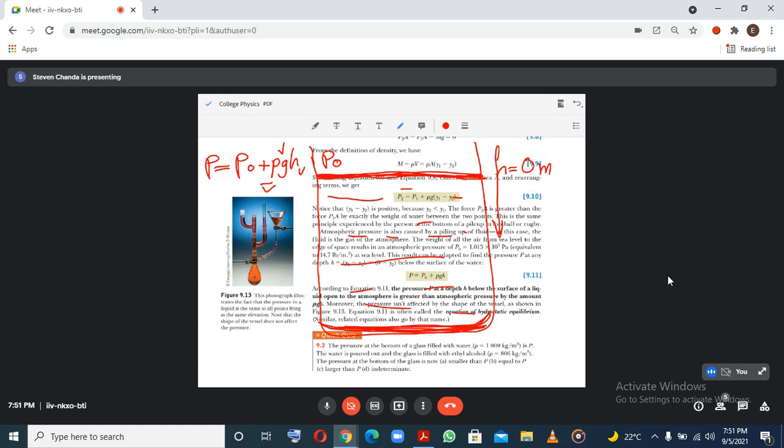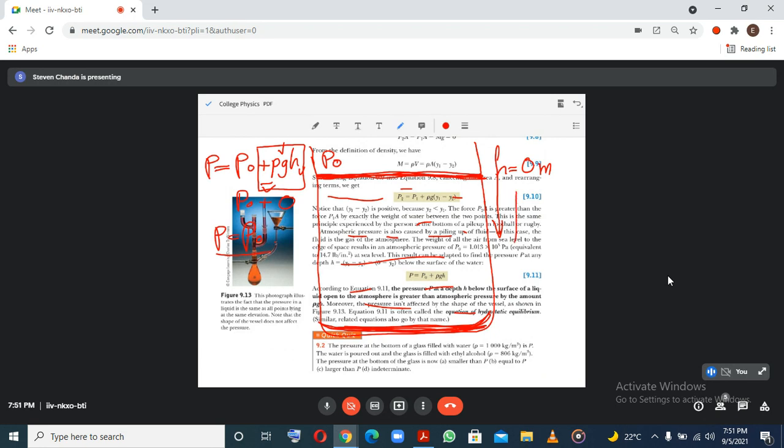If the surface is 0 meters, then the whole ρgh term is going to be zero. So your total pressure is going to be atmospheric pressure. Therefore P is going to be P0, atmospheric pressure. That's why that's going to happen.